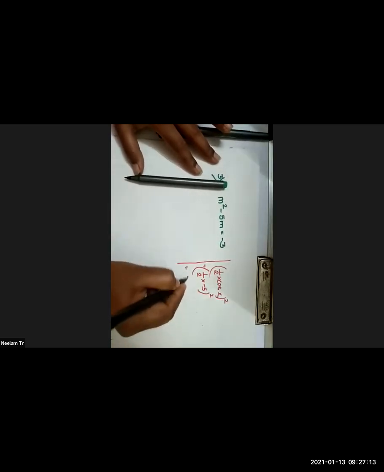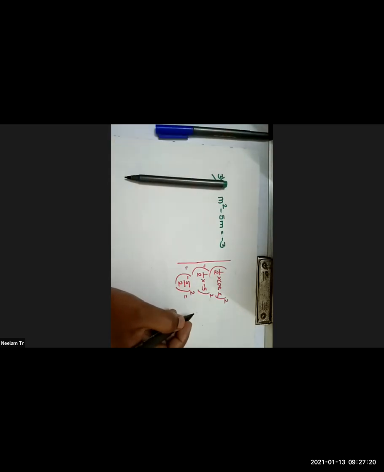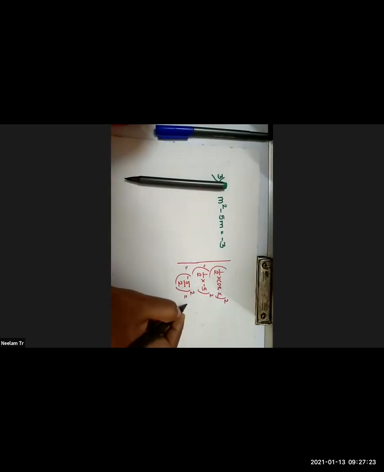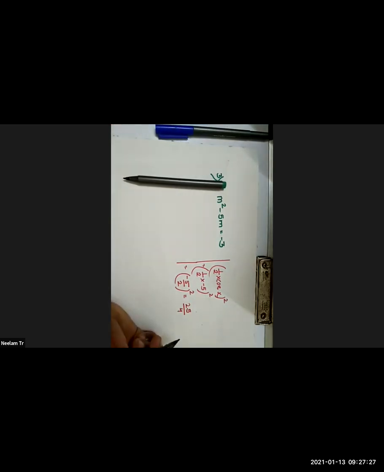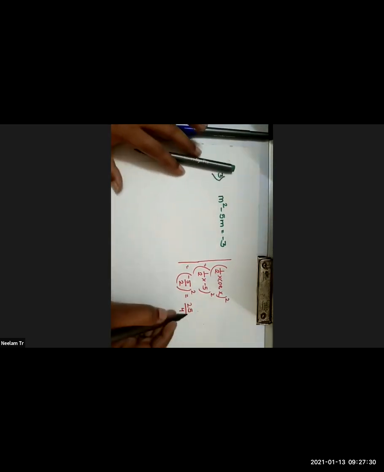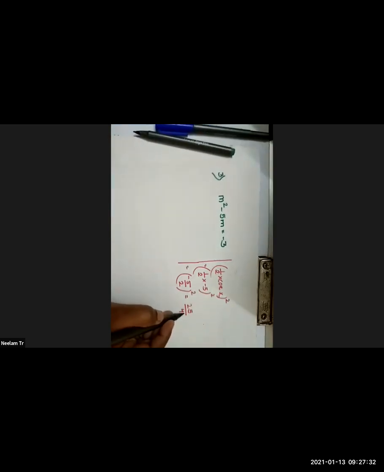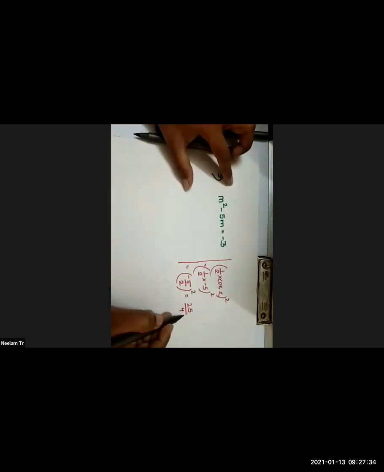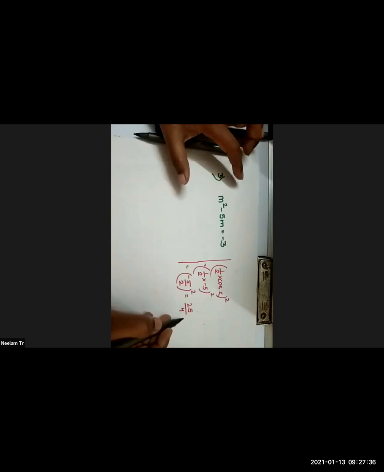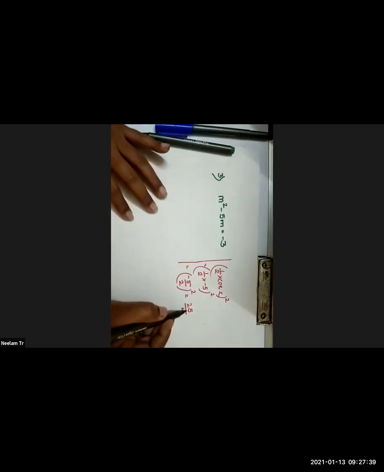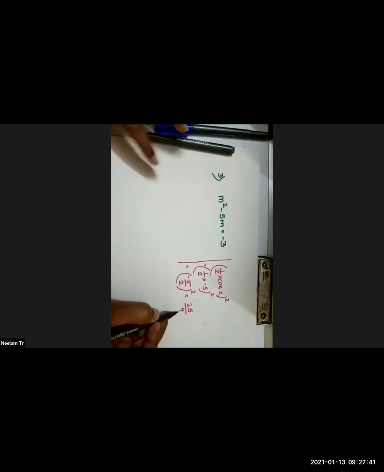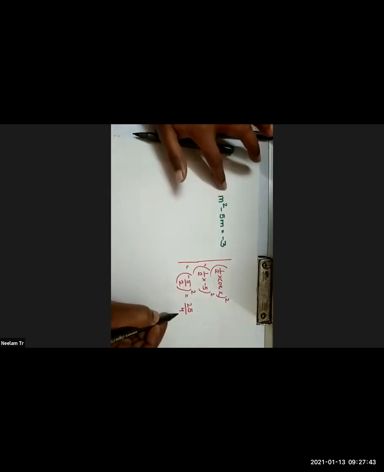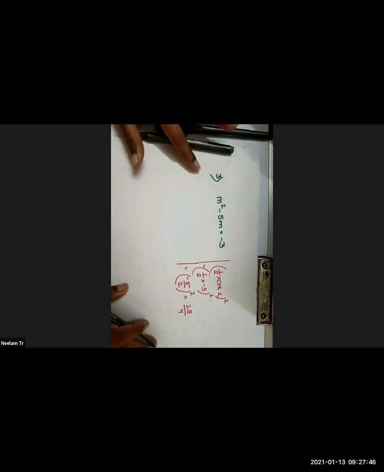What you will get? Minus 5 by 2 the whole square. Minus 5 into minus 5 will become 25 by 4. After adding this value, I'll make this equation into complete square form. If I add here and subtract it, I'll make it a complete square. So let's start.